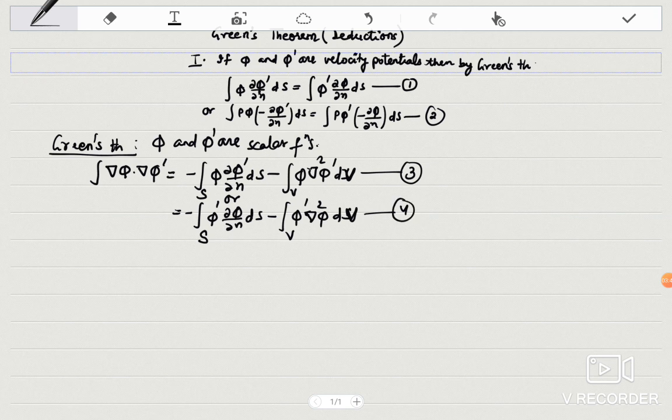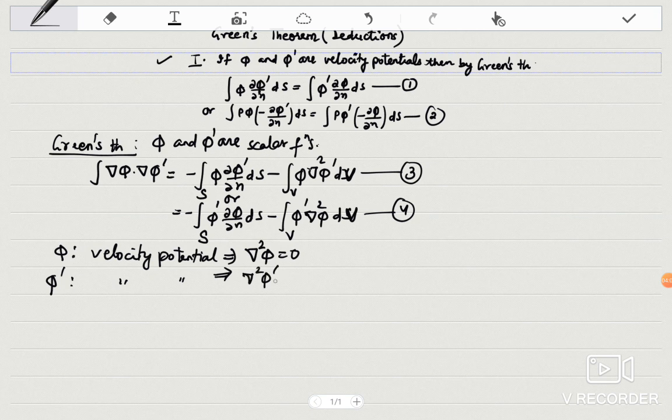Now under the condition of part 1, phi and phi dash both are velocity potentials. As phi is a velocity potential, this implies delta 2 phi is 0. Similarly, phi dash is also a velocity potential. So this implies that delta 2 phi dash is also 0.